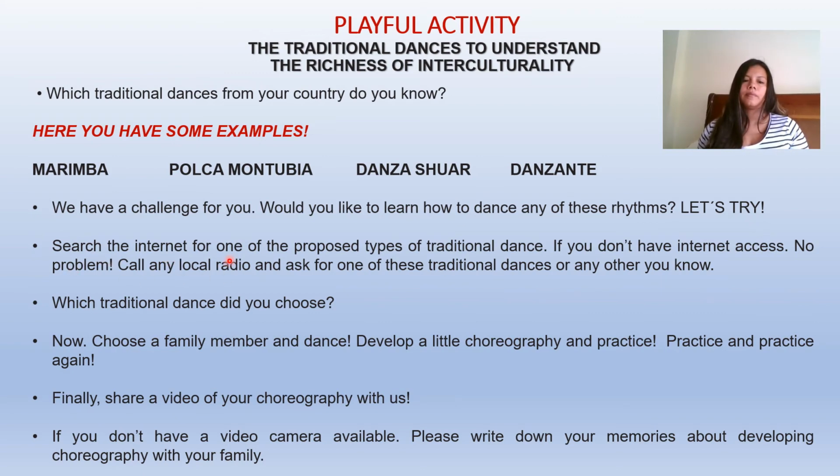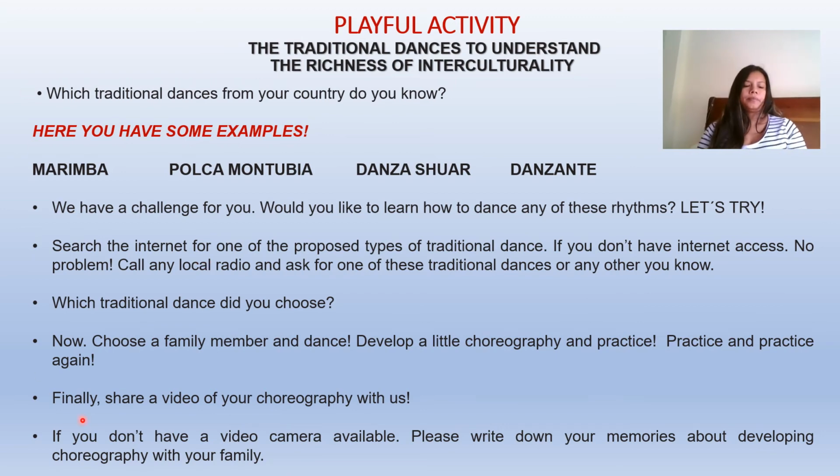Search the internet for one of the proposed types of traditional dance. If you don't have internet access, no problem. Call any local radio and ask for one of these traditional dances or any other you know. Which traditional dance did you choose? Now, choose a family member and dance. Develop a little choreography and practice. Practice and practice again. Finally, share a video of your choreography with us. If you don't have a video camera available, please write down your memories about developing choreography with your family.